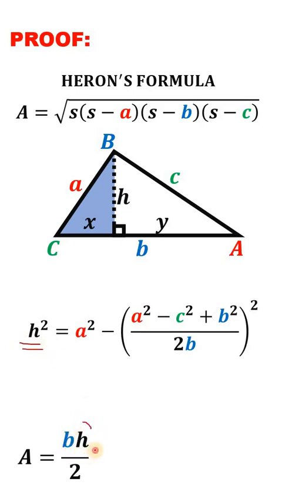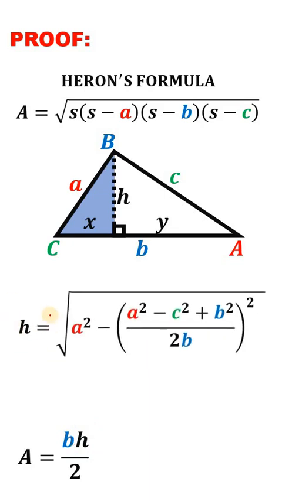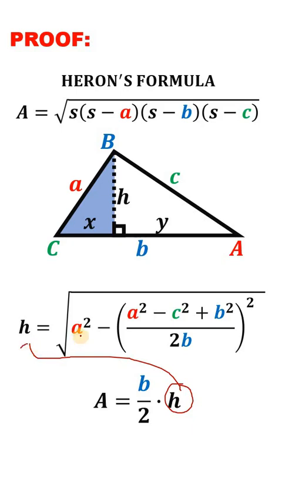But we want just h. So just take the square root on both sides. Take note that h is positive, so we don't care about the negative value for h. Alright. Now, we have here the area, base times height divided by 2. We can write this also as b over 2 times h, because we will replace this h by its equivalent in terms of side A, side B, side C.